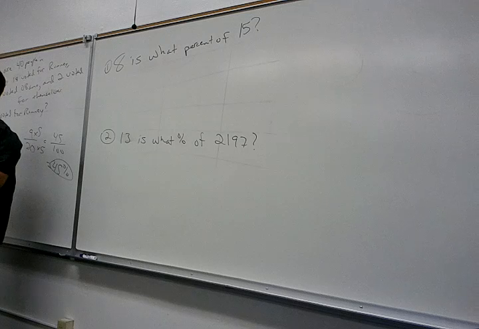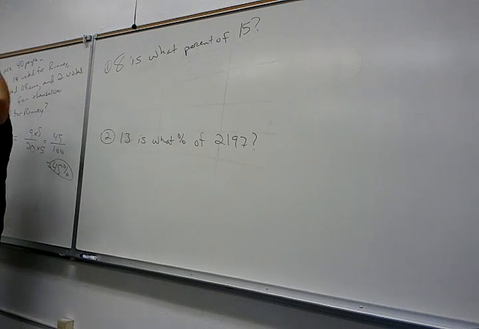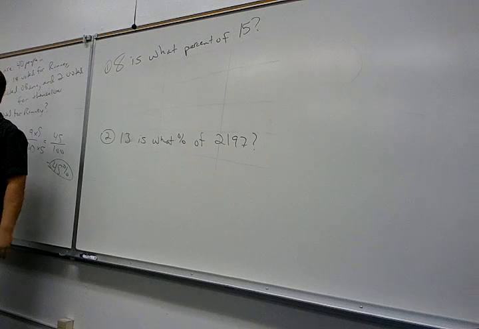Now, I've seen a lot of different ways to do this, and one of the things I see most often is "is over of equals P over 100." Has anybody ever heard of that? Is over of? Okay, so if you like that, stay with it. To me, it's much simpler. Let's see if you guys agree with me.